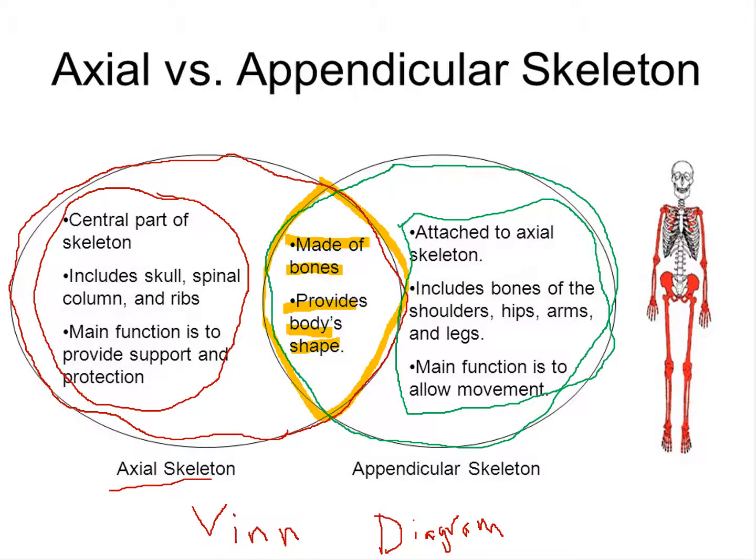Both the appendicular and the axial are made up of bones and provide the body shape. However, the difference, again, is that the axial is more the central part of the skeleton and includes the skull, spinal cord, and ribs. Its main function is to provide support and protection, whereas the appendicular is attached to the axial skeleton, more like the periphery, if you will. It includes bones of the arms, shoulders, legs, hips, and plays the main role in terms of movement of the human body.